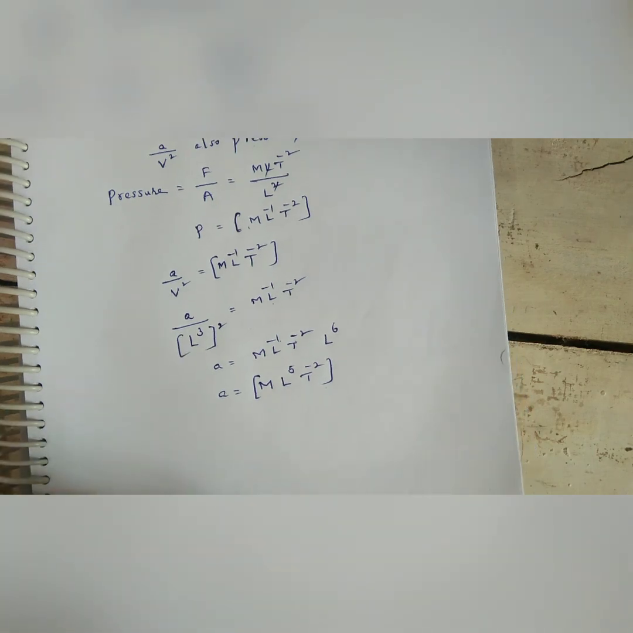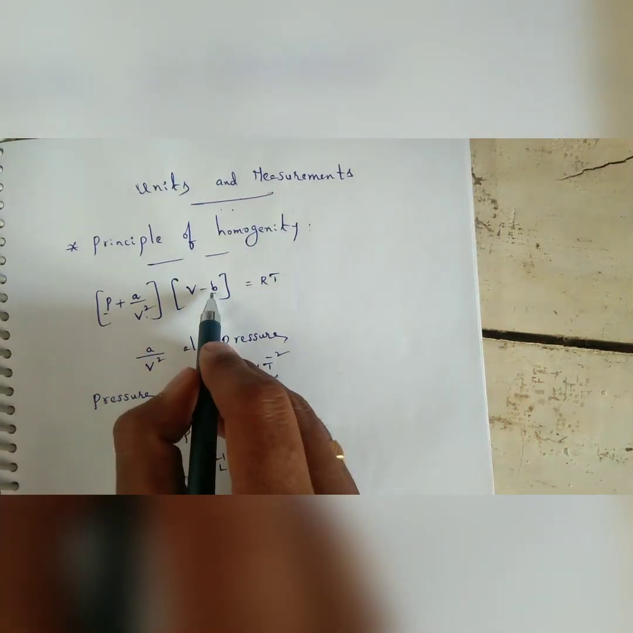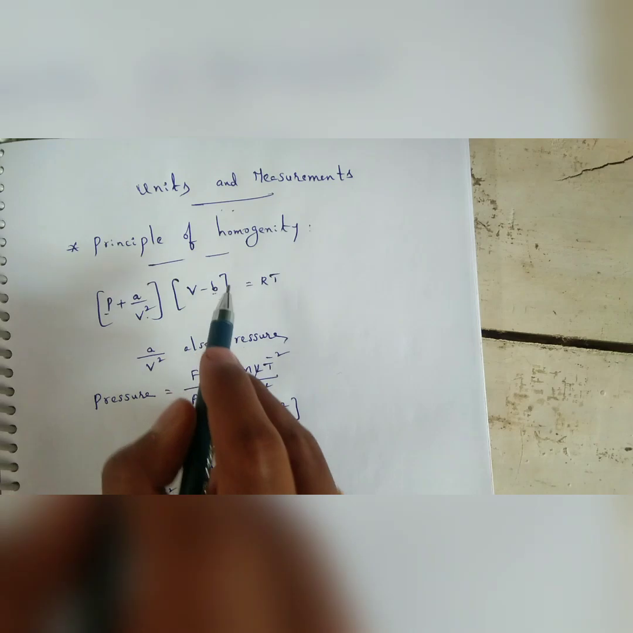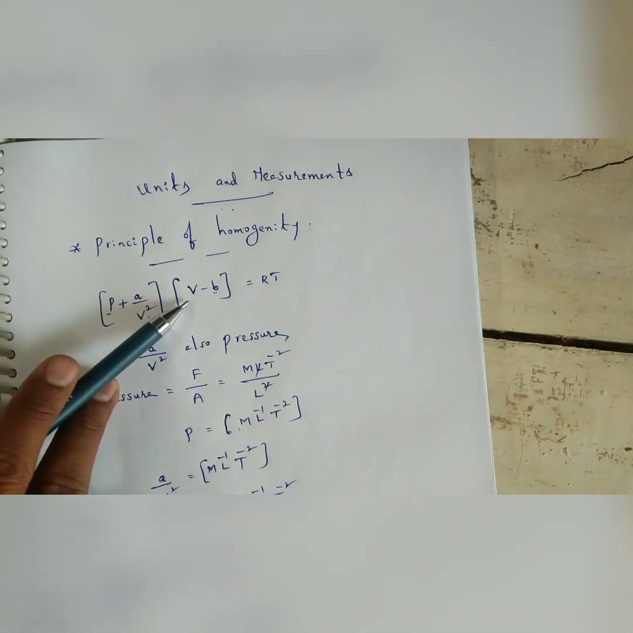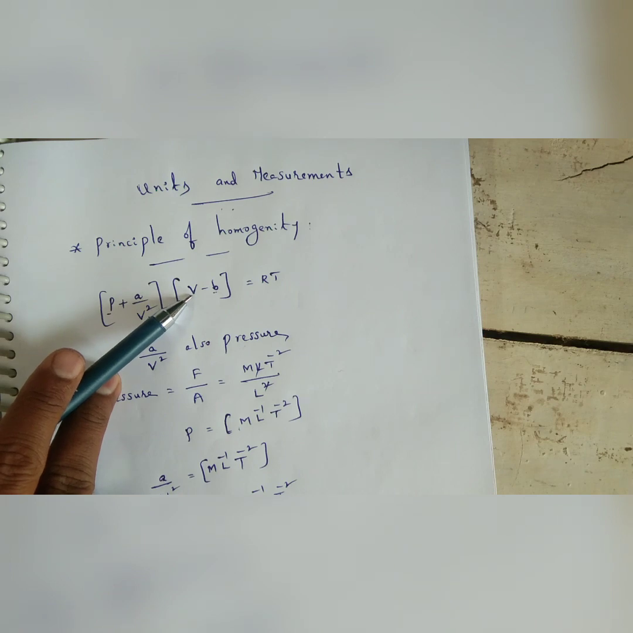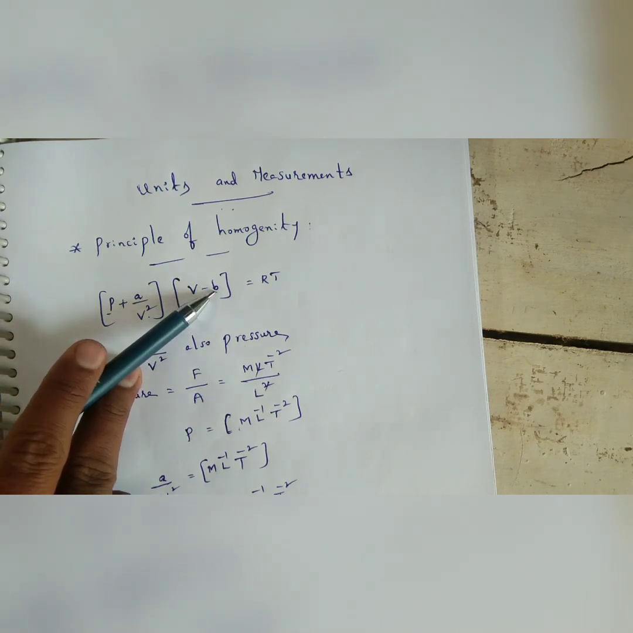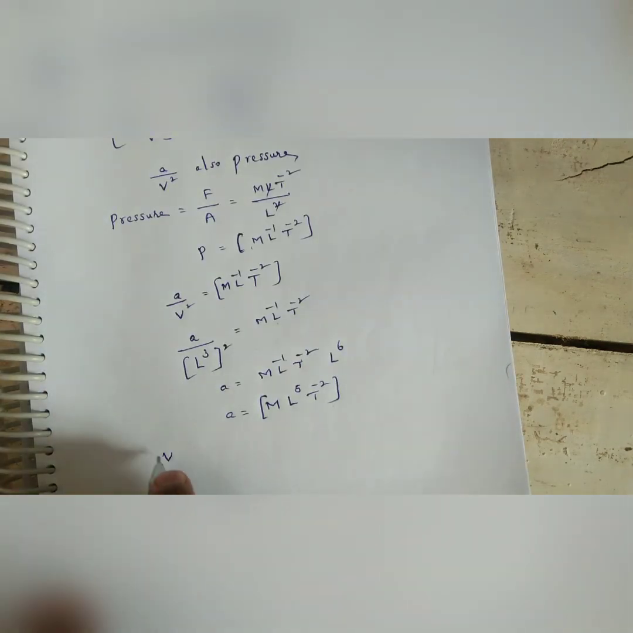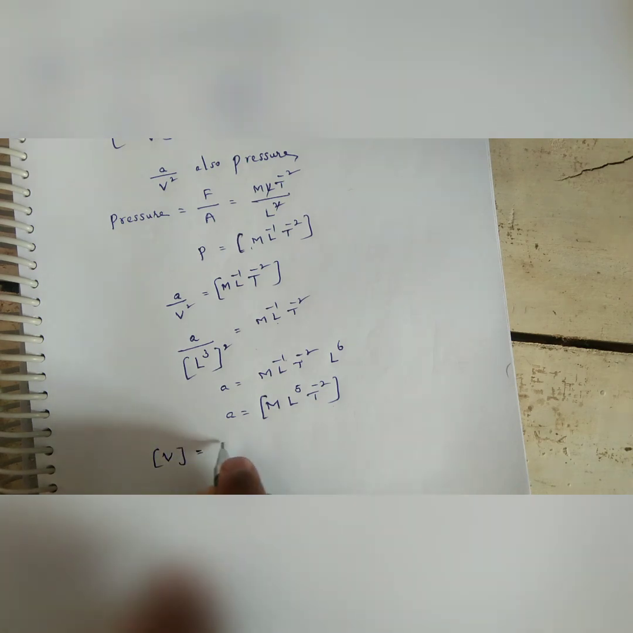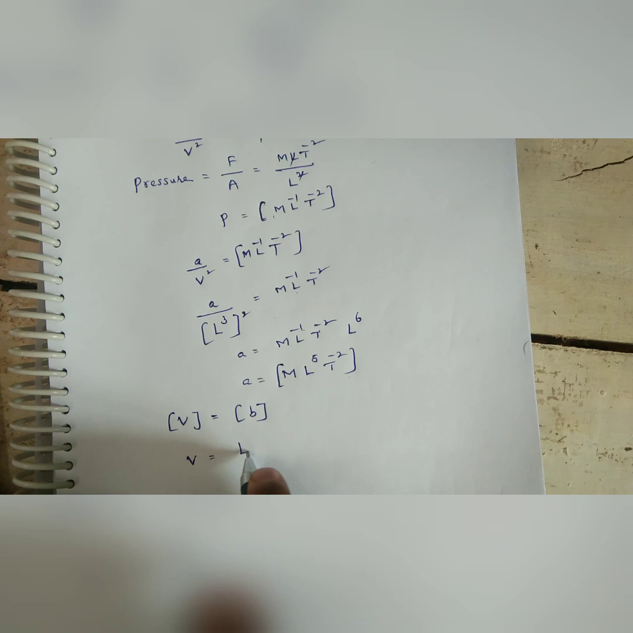Now here we are calculating the dimensional formula of b. According to the principle of homogeneity, the addition and subtraction takes place between the same kind of physical quantities. So whatever the physical quantity the volume has, b also has the same. Why? Because in between, the symbol is subtraction, minus. That's why the dimensional formula of volume is equal to the dimensional formula of b. What is the dimensional formula of volume? L³. And that's why the dimensional formula of b is also L³.